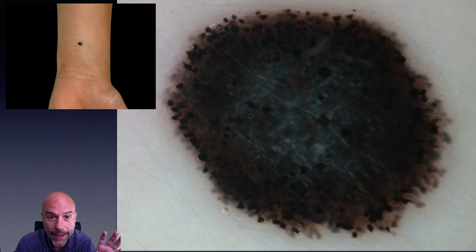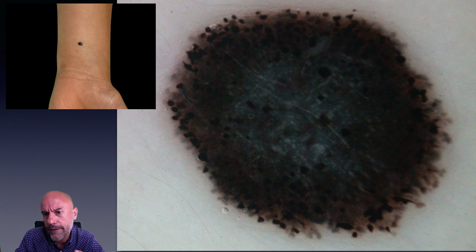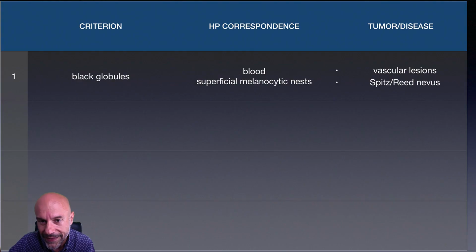So this is the first criterion we see, and here we see a different version of the same criterion. Black globules again. Look at the periphery. Globule, globule, globule, globule, black globule. Okay. Of course, in this scenario, this does not correspond to blood. This corresponds to superficial nests of melanocytes. So this is the first criterion we see. Black globules. Histopathologic correspondence is either blood or superficial melanocytic nests, tumor diagnostic significance, angiomas, vascular lesions, and Spitz-Reed nevi.